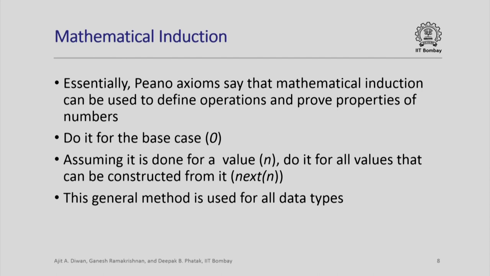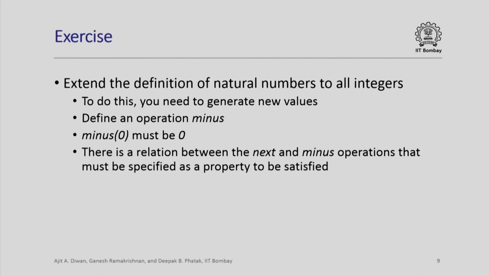So we need to do it for the base case, which in this case is 0. And assuming it is done for a particular value n, we define it for a value constructed from it. In this case, next n is the only way of constructing a value from n. So assuming it's defined for n, we define it for next n. And this will give a general method for defining all data types that we'll come across later. So this idea of recursive definition is crucial for many problems in computer science, and you should try and become very familiar with it.